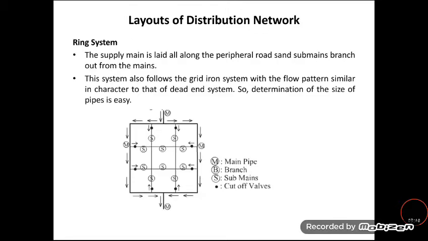Next one is the ring system. In this system the supply pipe is laid all along the peripheral road of the submains. From that, the water is allowed to flow through the main, from the main through the branch pipes, then through the submains. So here the determination of the size of the pipe is easy.